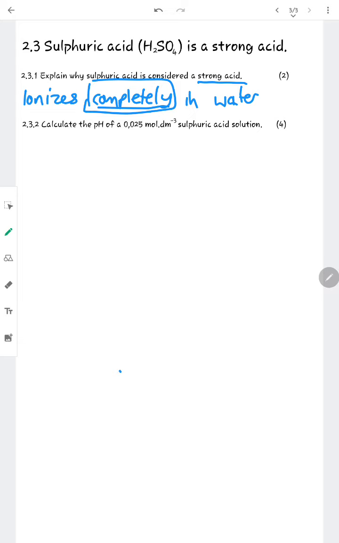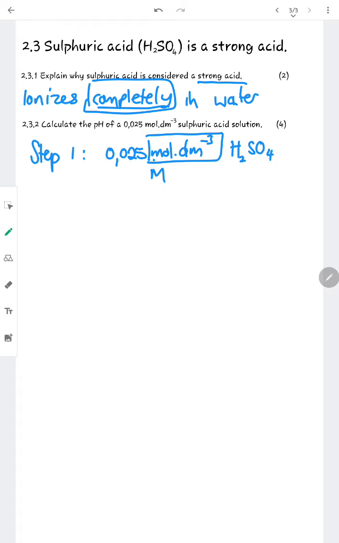So now the last question is to calculate the pH of a 0.025 mole per decimeter cubed sulfuric acid solution. Please be aware that when you're asked for calculations, it is imperative that you start with step 1. So step 1, identify your variables. 0.025 mole per decimeter cubed of sulfuric acid. Mole per decimeter cubed, you can shorten it if you want to the SI unit, just mole.